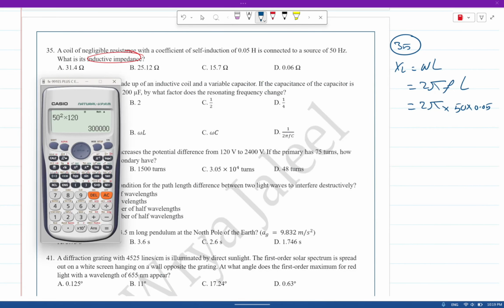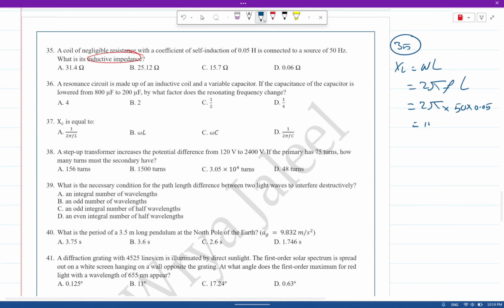So let's do the math. 2 pi multiplied by 50 Hertz multiplied by 0.05. The answer is 5 pi, or you could say 15.7. And of course, this can be rounded up, 15.71. That is in ohms. This is XL. Do we have this? 15.7, of course we have it, option C.